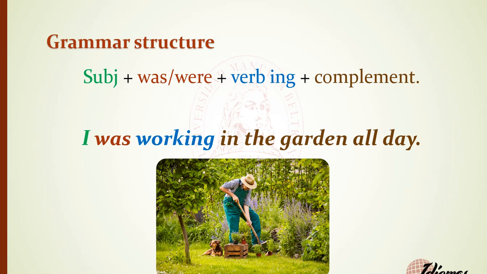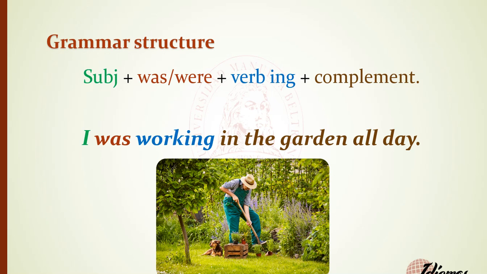What is the grammar structure of this tense? You need the subject, you need the verb to be in simple past, was or were, you need the main verb with the ending ing, and a complement. Remember that we use was when the subject is I or the third person, he, she, or it, and were is used when the subject is you, we, or they. Example, I was working in the garden all day. This is an action that took place in the past and it lasted some time.